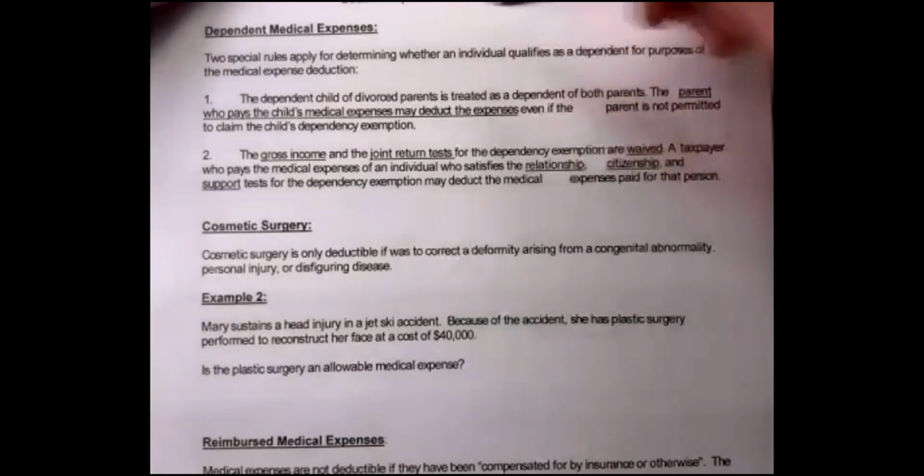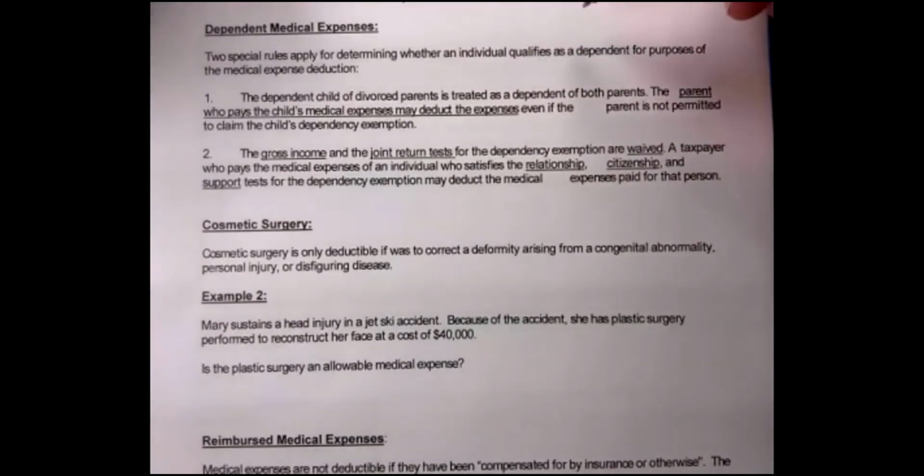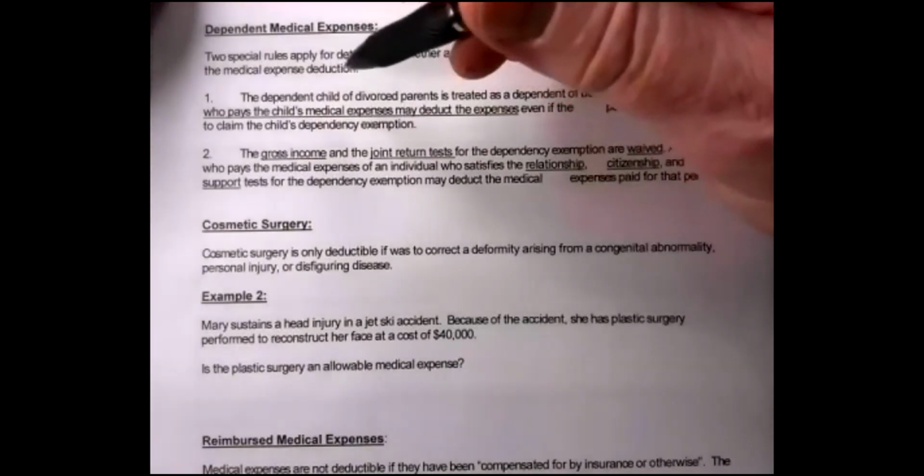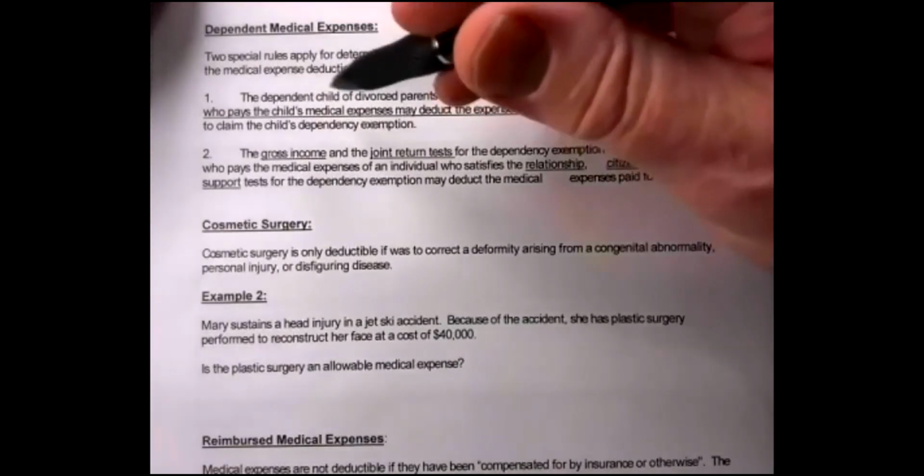Okay, dependent medical expenses. If you have dependents, their medical expenses also can be itemized. So if you have a child, especially if a child has something like cancer or something like that, these medical expenses can be quite high, and you can take the expense if you're paying for a dependent.